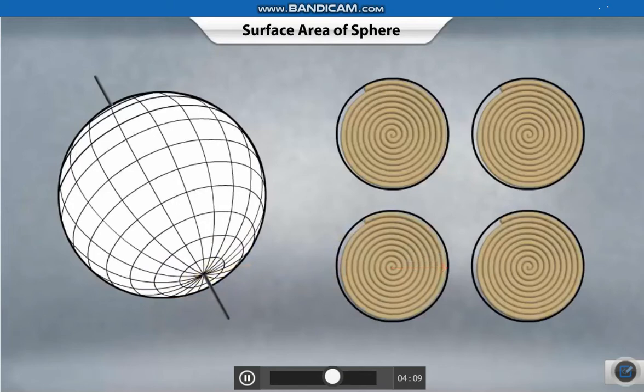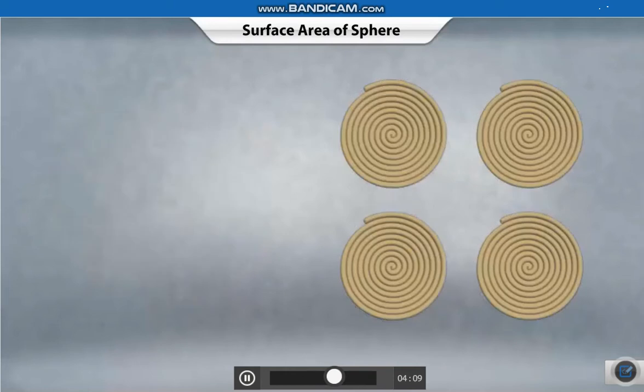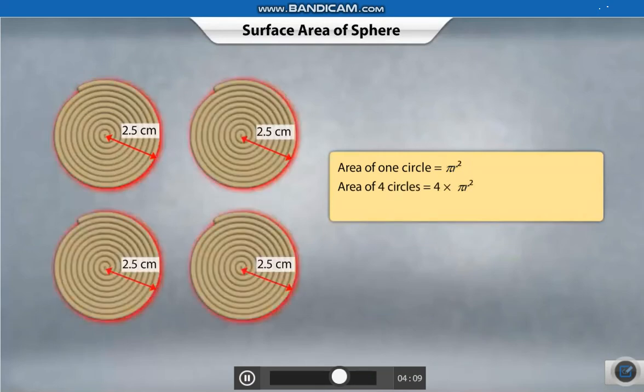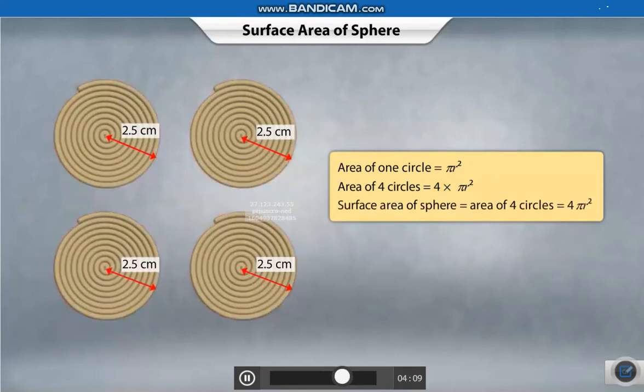What do you see? The string is completely used up to fill in the 4 circles that have the same radius as the sphere. Since the area of one circle is pi r squared, the area of the 4 circles is 4 multiplied by pi r squared. In other words, the surface area of the sphere is also 4 pi r squared.